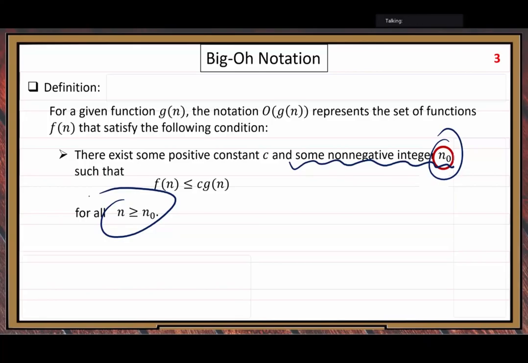Then, another relatively hard to understand part is this part. I want to explain a little more. Why, when n is less than n0, is it not important? That means the problem size is relatively small. So when n is less than n0, the problem size is relatively small.